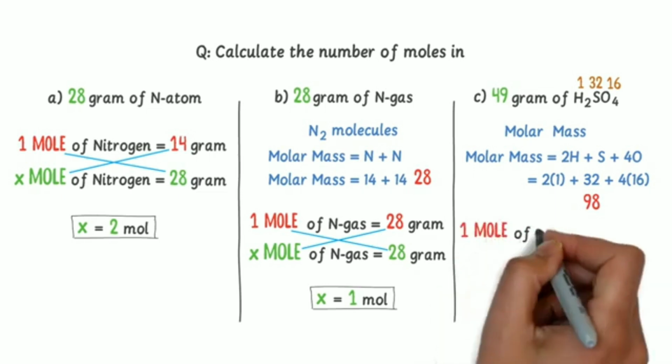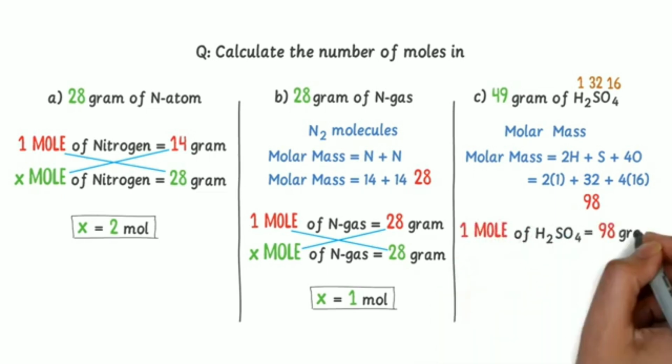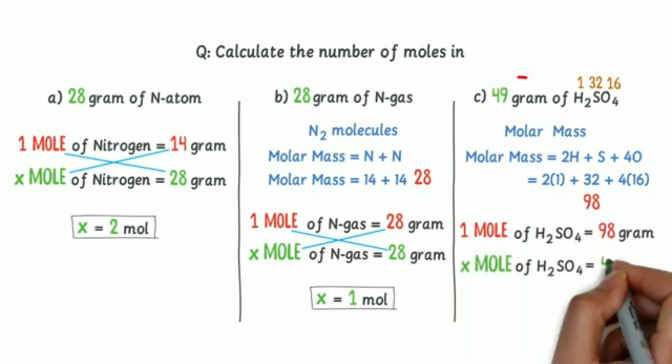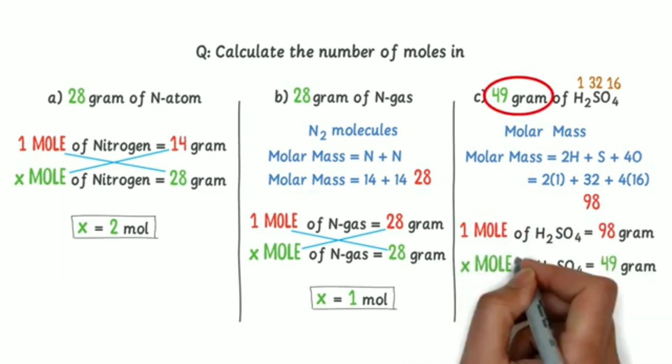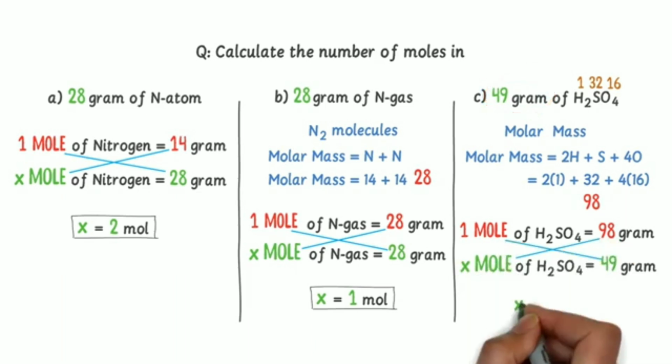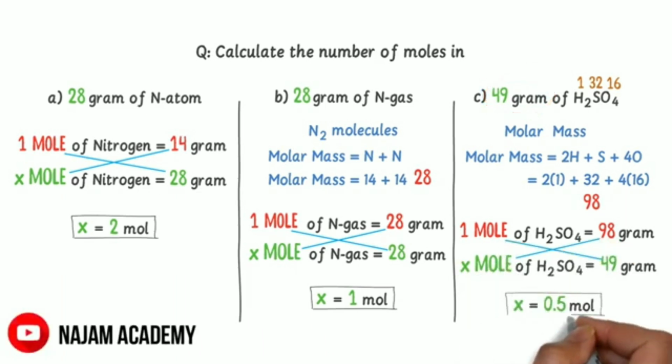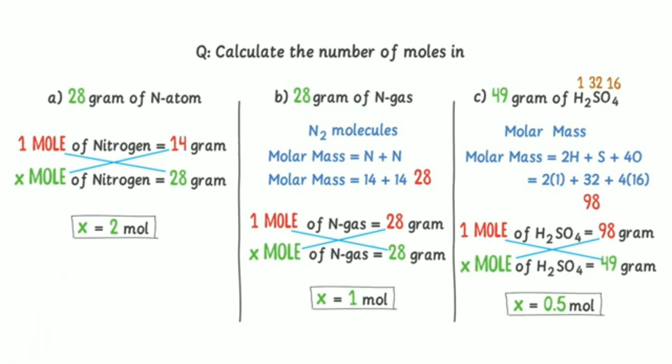Hence we say that 1 mole of H2SO4 is equal to 98 gram. Let there be X moles of H2SO4 present in 49 grams. After calculation, I get 0.5 moles. So there are 0.5 moles present in 49 gram of H2SO4. I hope that you have understood the mole concept.